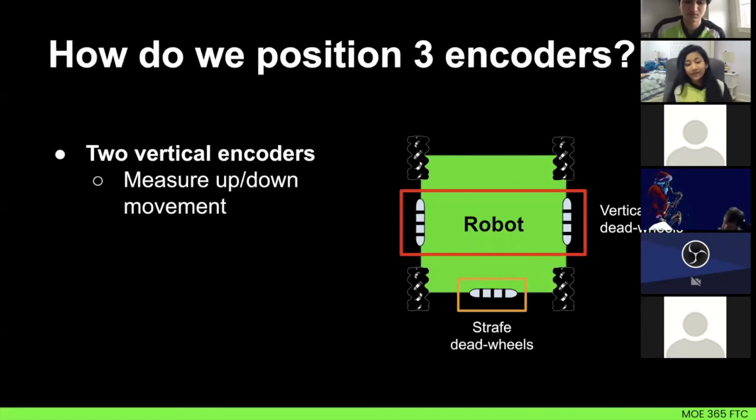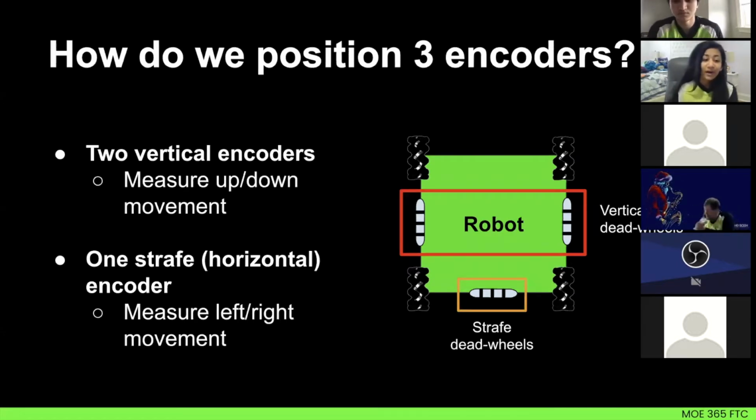So now let's position the three encoders. We have two vertical encoders on the left and right of the robot, and they measure the up and down movement of the robot. And we have one straight or horizontal encoder on the bottom of the robot, and that measures the left and right movement.